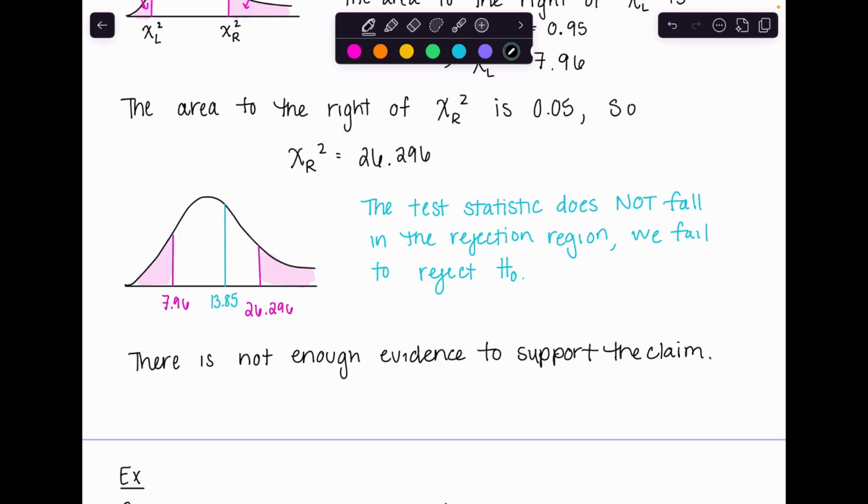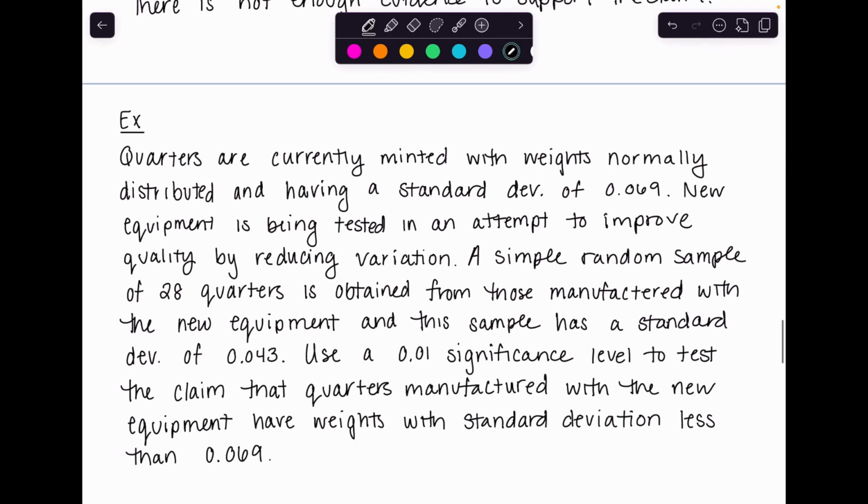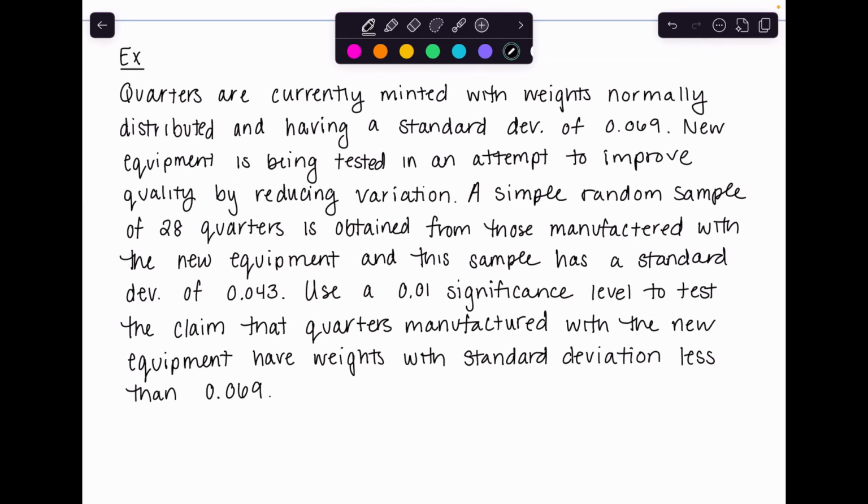Let's try one more of these, and this will be a one-tailed test. This has quite a hefty introduction, but the actual work is a lot shorter. So quarters are currently minted with weights that are normally distributed and having a standard deviation of 0.069. New equipment is being tested in an attempt to improve quality by reducing the variation. So currently this is our standard deviation, which we know is related to our variance. I want to see if we can reduce that. So they use a new equipment.